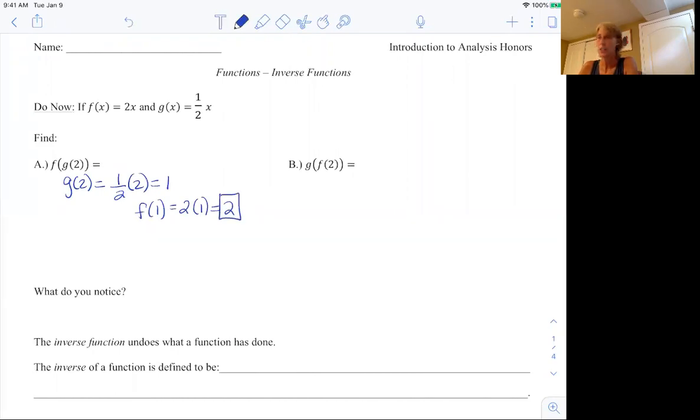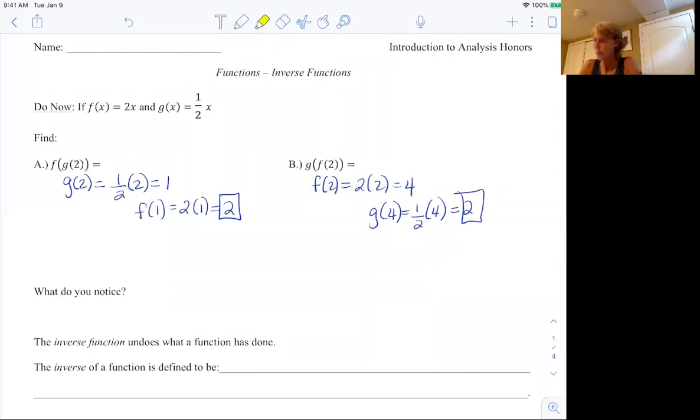Now let's find g of f of 2. Plug 2 into f. And I'm going to take it and I'm going to plug it into g. And I also get 2. So let's just take a second here and look at what happens in each of these cases.